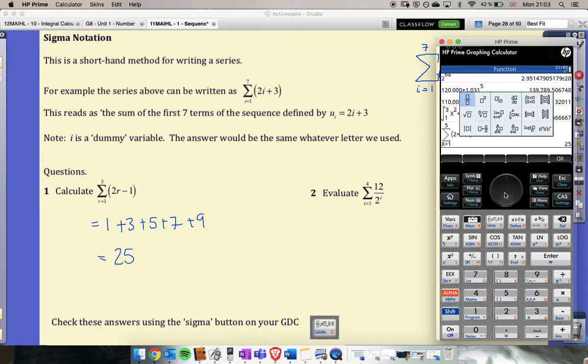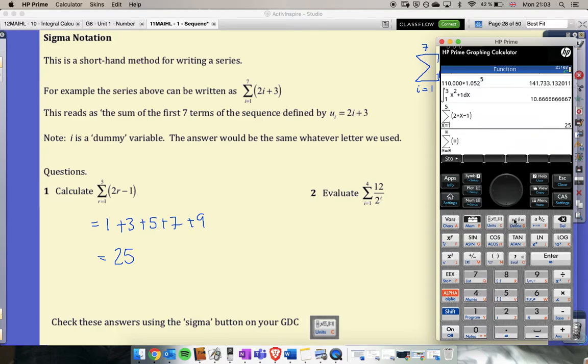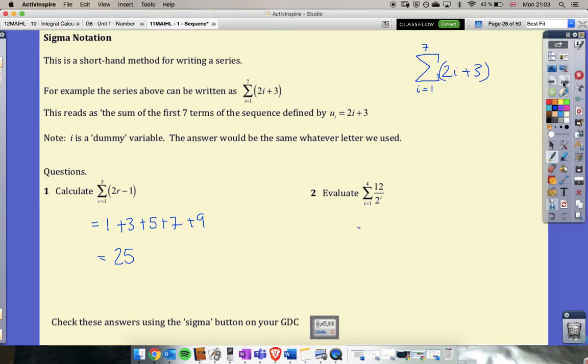Okay, and we could evaluate the second one using the same idea. So x equals 1, going up to 4, and this time here's our expression, 12 divided by 2 to the power of, oh, sorry, I've not been looking at what my calculator's doing there. Let's try that again. So 4, and then let's put a fraction in straight away, 12 over 2 to the power of x. That looks a bit better. And there we go, 11.25. So very useful feature on our calculator.